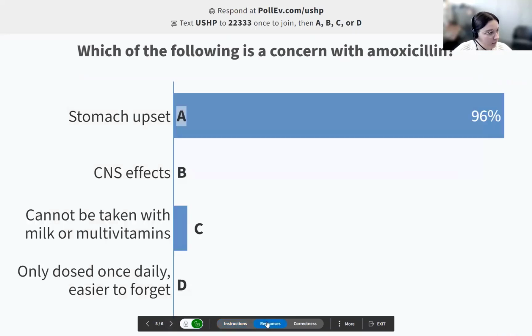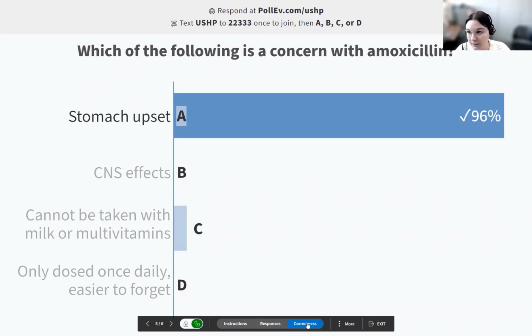Right. So A looks like the overwhelming majority, and that is correct. So CNS effects and cannot be taken with milk or multivitamins really are more things that we can see with our fluoroquinolones, and also amoxicillin is dosed at least 3 times daily, and that actually makes it easier to forget. So A, stomach upset, is definitely our most common adverse effect.